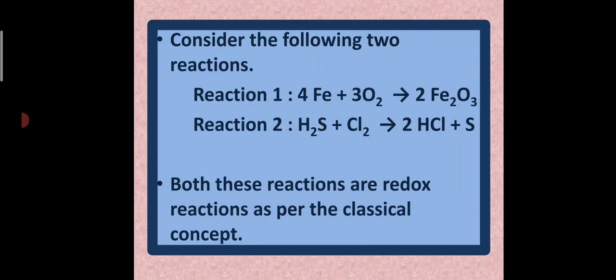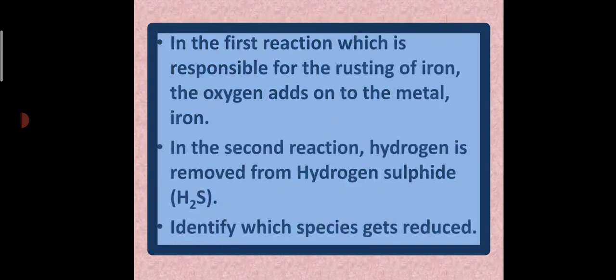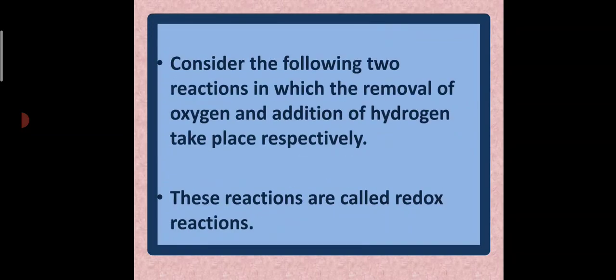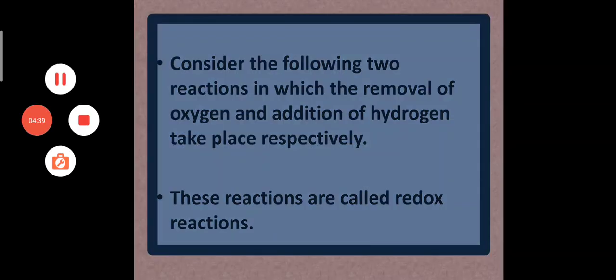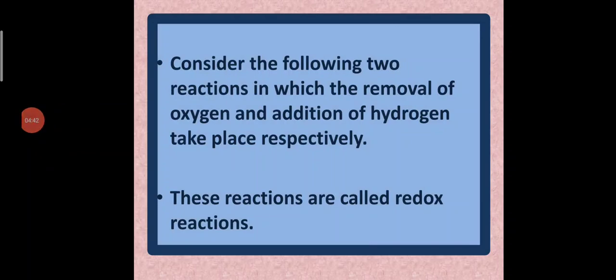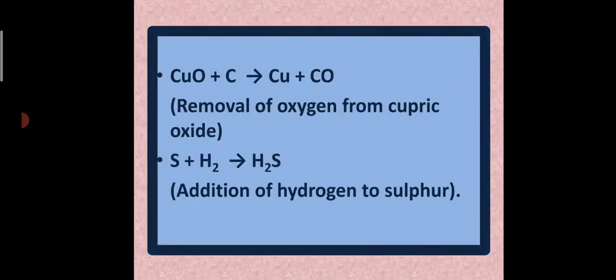Both these reactions are redox reactions as per the classical concept. Why? Because here we are adding oxygen, here we are removing the oxygen. In the same way, here we are removing the hydrogen, here we are adding the hydrogen. So this is a redox reaction. In the first reaction, which is responsible for the rusting of iron, oxygen adds on to the metal iron. In the second reaction, hydrogen is removed from hydrogen sulphide. Identify which species get reduced. Consider the following two reactions in which the removal of oxygen and hydrogen take place respectively. These reactions are called redox reactions.